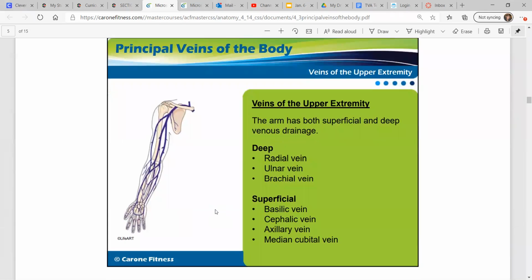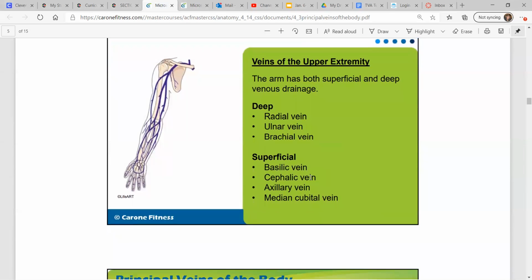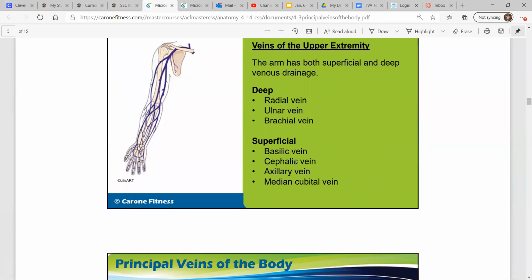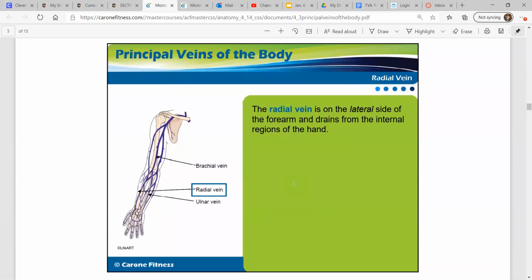And then moving on, we have the veins of your upper extremities. So the arm has both superficial and then deeper drainage. On the deep side, we have the radial vein, the ulnar vein, and the brachial vein. Superficially, we have the basilic vein, the cephalic vein, the axillary vein, and the median cubital vein. So what does all that mean? We'll look at each of those.